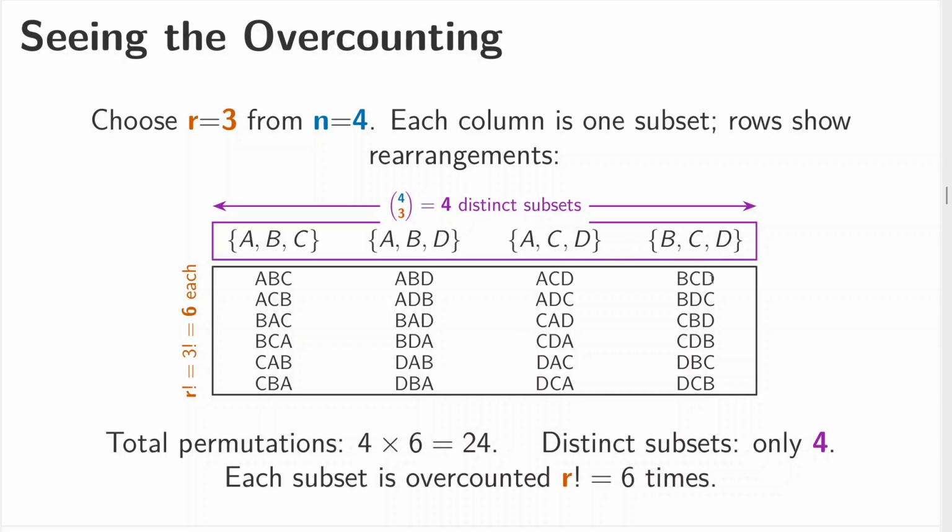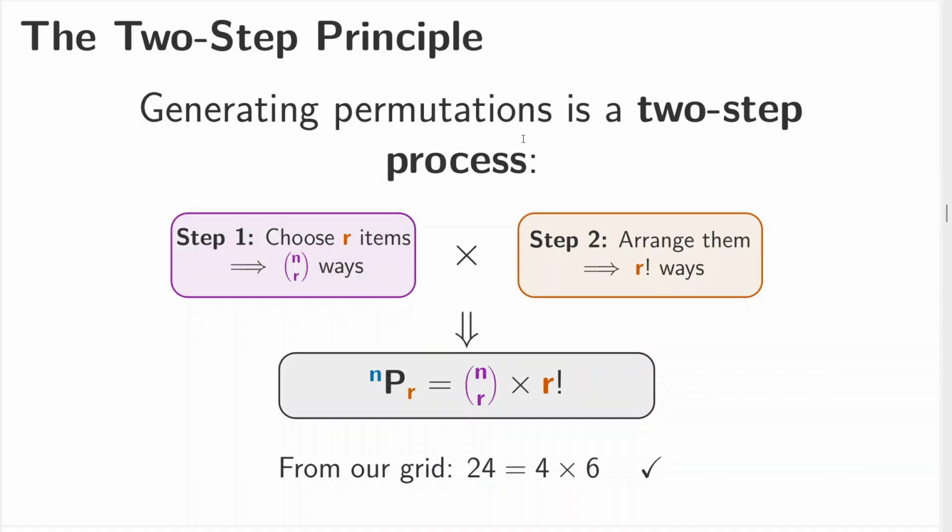Even though we have 24 permutations, we still only have 4 truly distinct subsets. Because 3 items can be arranged in 3 factorial ways, which is 3 times 2 times 1, or 6, we can clearly see that each unique subset has been overcounted exactly 6 times. This brings us to what we call the 2-step principle. Generating permutations is really just a logical 2-step process.